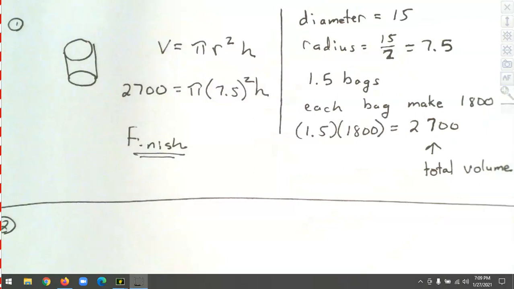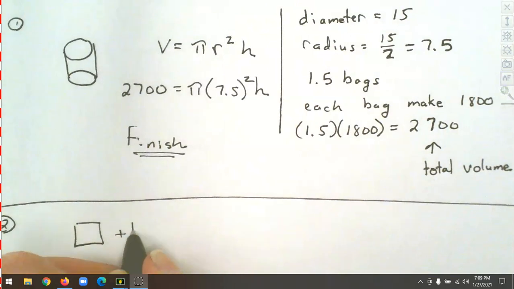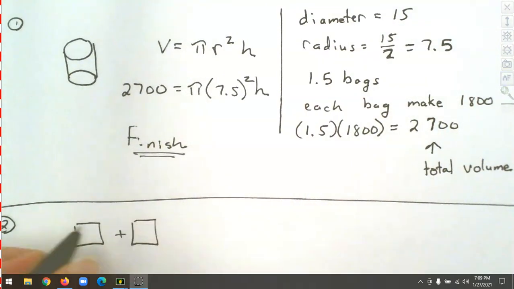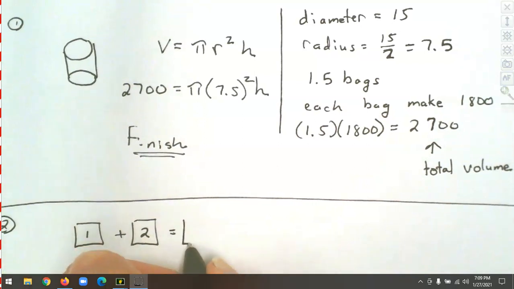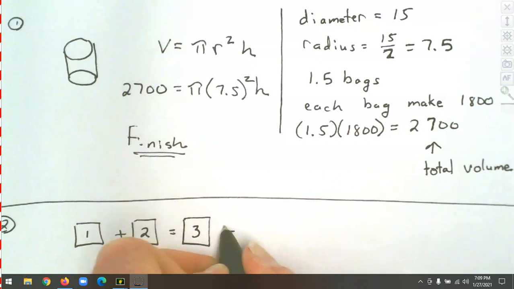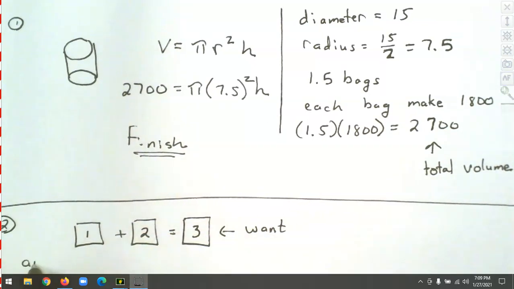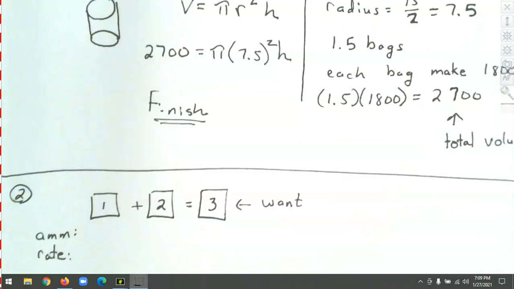So we're going to draw our diagram first. And we're going to label it box 1, box 2, and box 3. And box 3 is what we want at the end. Each of these has an amount and a percentage rate.